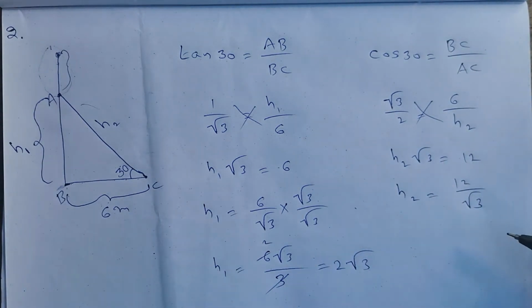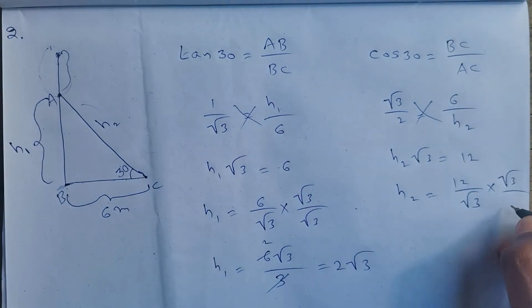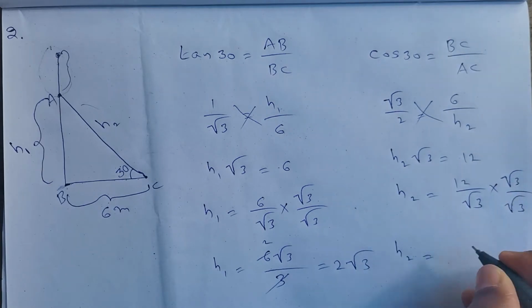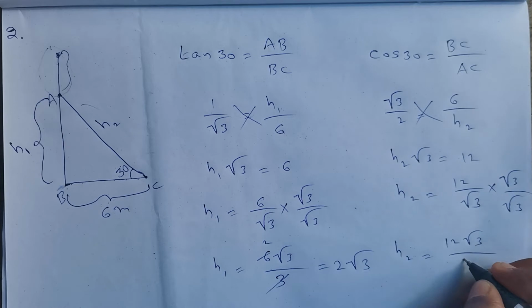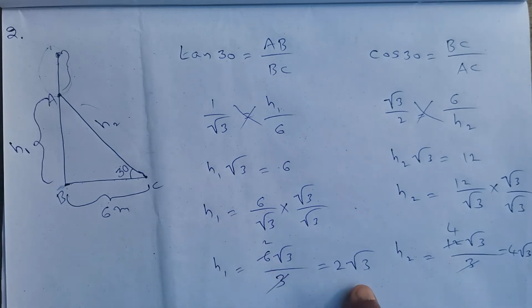We don't want any irrational number in the denominator, so that's why multiplying and dividing by root 3. So H2 is equal to 12 into root 3, 12 root 3 divided by root 3 into root 3, 3. So 3 ones are 3, 3 fours are 12, which is nothing but 4 root 3. So H1 is 2 root 3. H2 is 4 root 3.